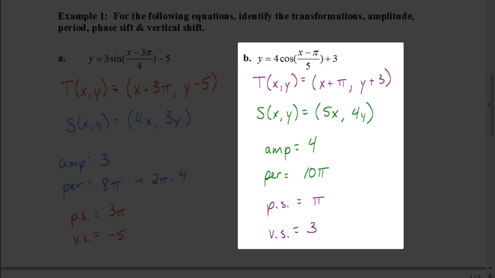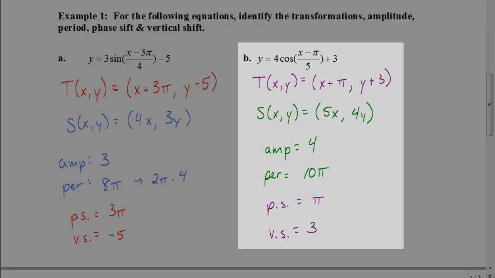Your period would be 5 times what it would be originally, so 5 times 2 pi is 10 pi. And your phase shift would be pi, so it's moving to the right pi units. Your vertical shift would be 3, so it's moving up 3 units.